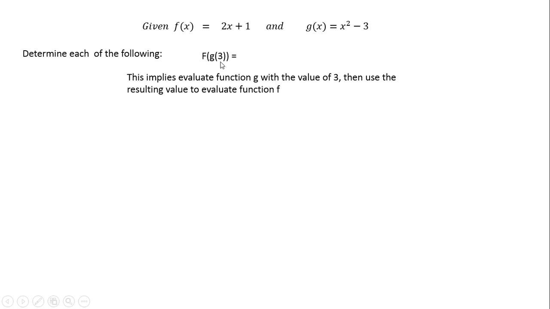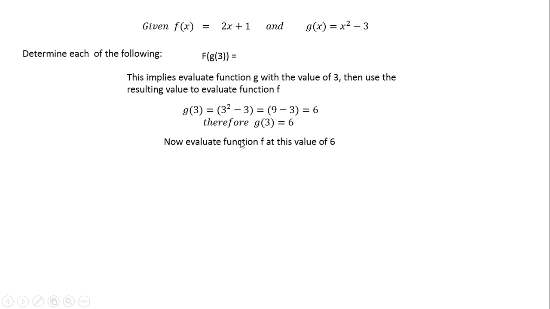Now, what is f of g of 3? Well, the notation implies g of 3 first: plug 3 in for x into g, and then take the result of that and plug it into f. So this implies evaluating function g at the value of 3, then using the resulting value to evaluate function f. g of 3 is 3 squared minus 3, which is 9 minus 3, or 6. 6 then becomes the input into function f.